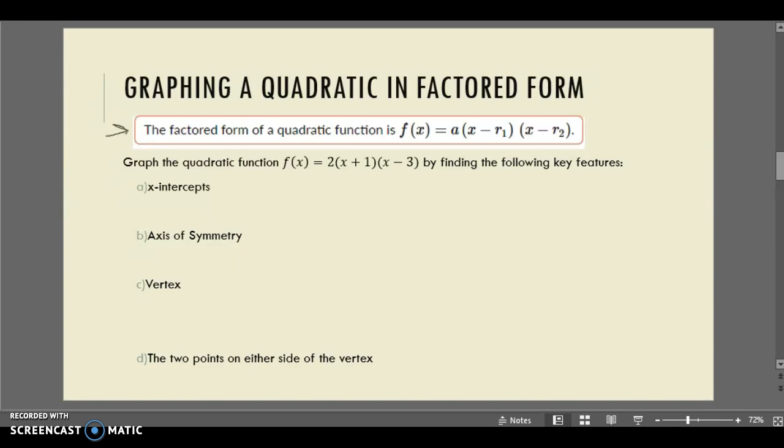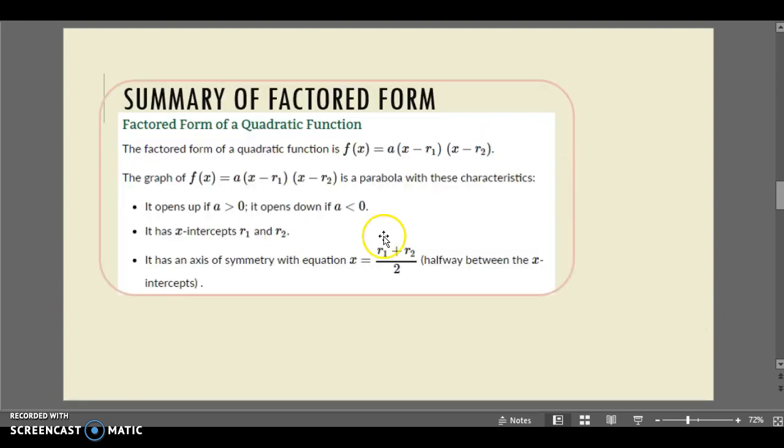The general factored form of a quadratic is f of x equals a times x minus r1 times x minus r2. This is one root and this is the second root. That's what those r's stand for. This problem says graph the quadratic function f of x equals 2 times x plus 1 times x minus 3 by finding the following key features: axis of symmetry, vertex, x-intercepts, and two points on either side of the vertex. In order to do that, let's look at this first.